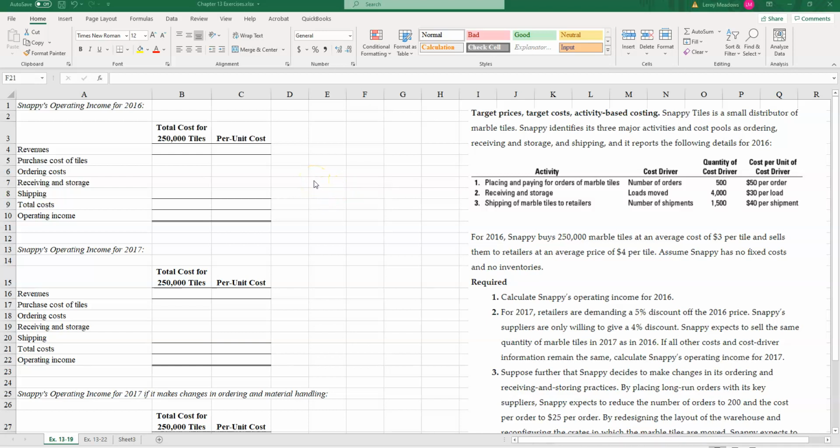So let's take a look at revenues. We know that we're going to sell those to retailers at $4 per tile. So here I can do my $4 per tile, and let's go ahead and format this. What will be my total revenues? Well, 250,000 times $4 per unit will give me $1 million.